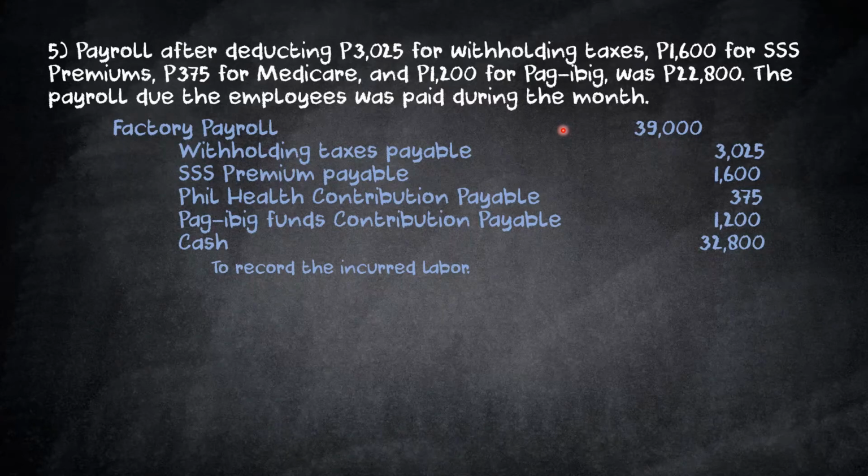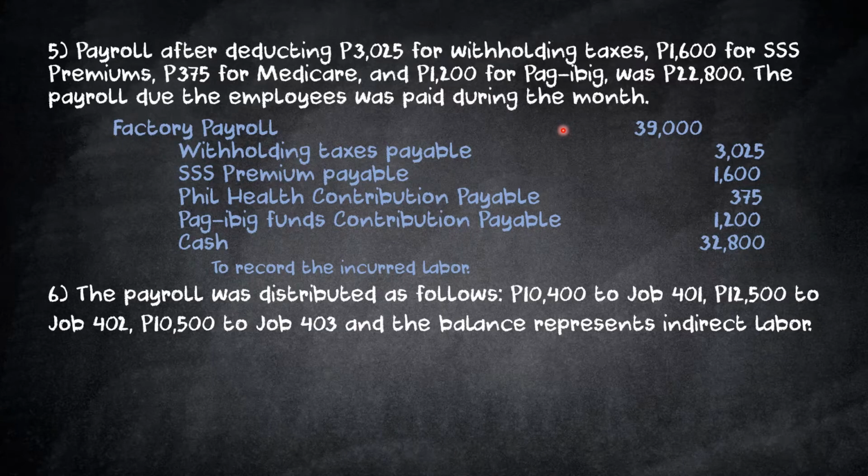Let's now proceed to number 6. The payroll was distributed as follows: 10,400 to job 401, 12,500 to job 402, 10,500 to job 403, and the balance represents indirect labor. So, disregard muna natin yung mga distribution into jobs, okay? Kasi gagamitin natin siya mamaya pa sa paggawa ng ating job cost sheets.